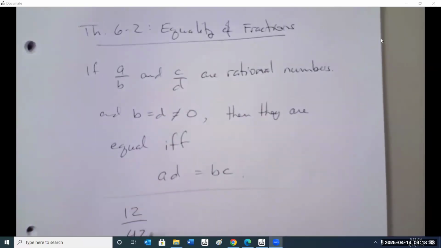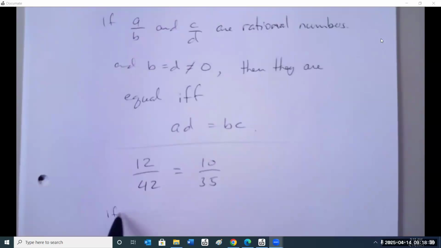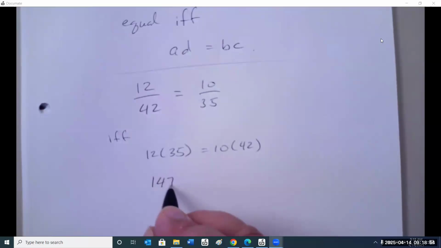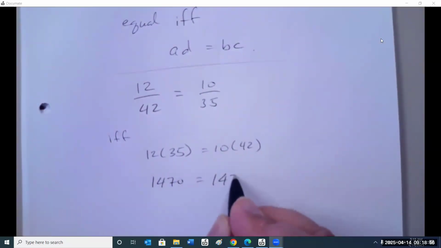So 12 over 42 is equal to 10 over 35 if and only if 12 times 35 is equal to 10 times 42. And we just figured that out. It did. So it's 1470 equals 1470.